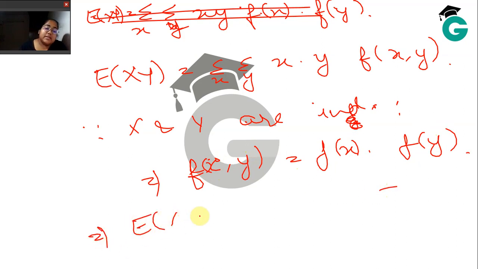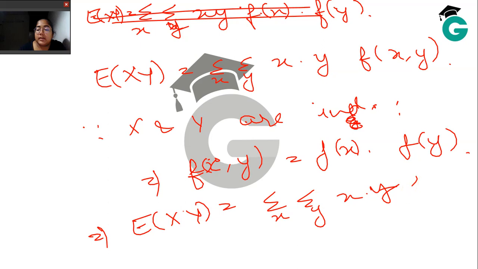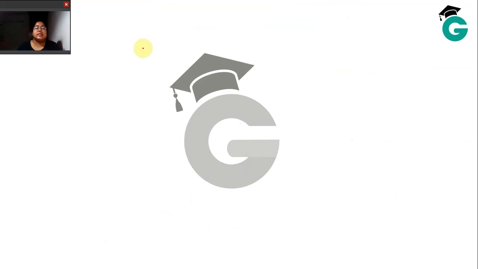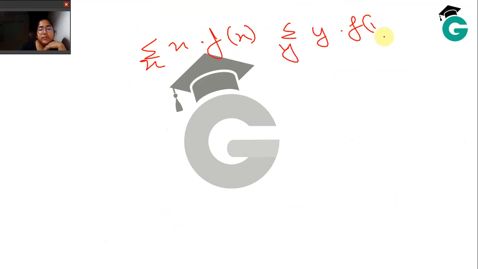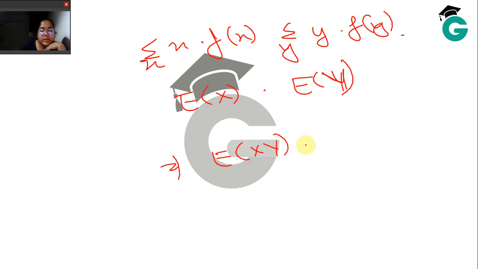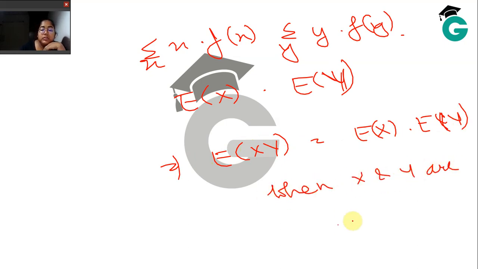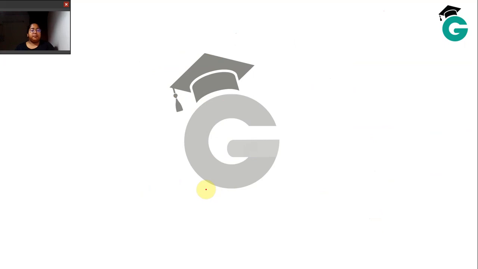This implies expectation of xy is precisely summation over x, summation over y, xy, f of x into f of y. Okay, so that can be written as summation over x, x into f of x, summation over y, y into f of y. That's just going to be equal to expectation of x into expectation of y. So this implies expectation of xy is equal to expectation of x into expectation of y when x and y are independent, right? Okay.